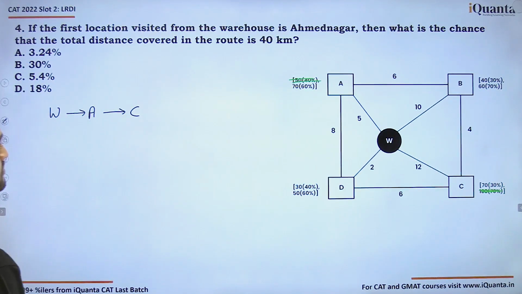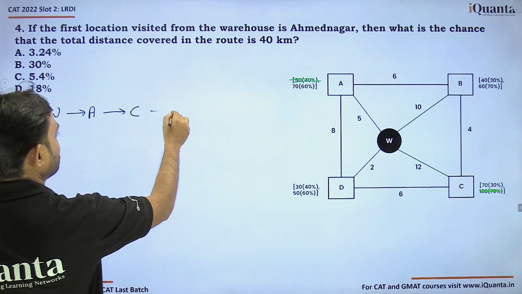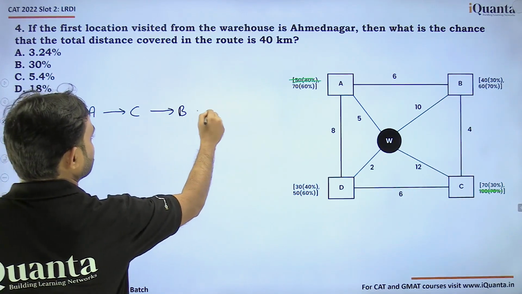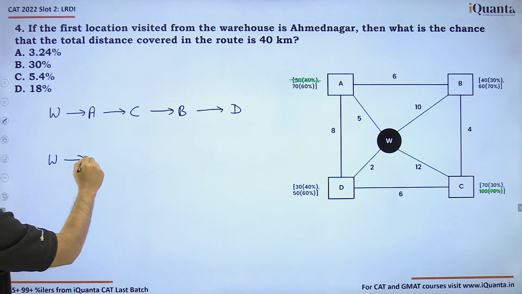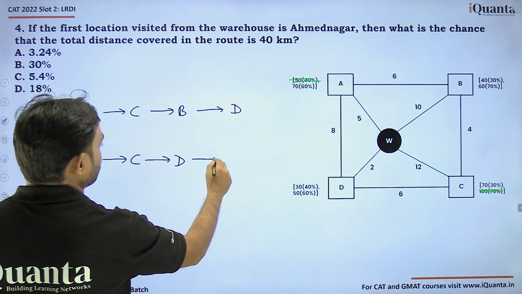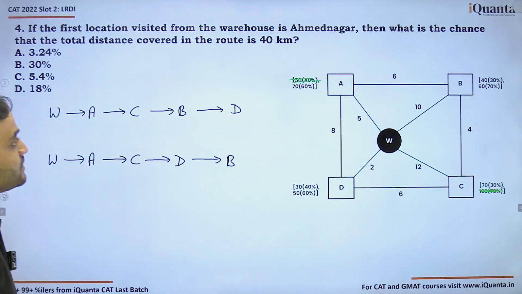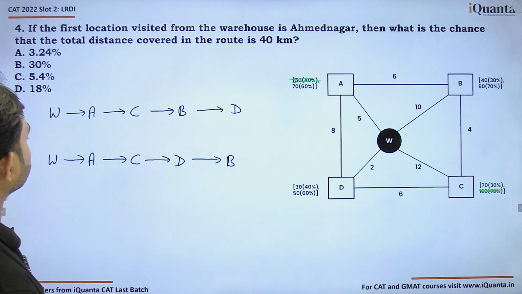Now we have 2 options. We can go to either B or we can go to D. So let's consider both the possibilities: from B to D, or we can choose warehouse to A to C, C to D, and D to B. So what is the chance that the total distance covered in the route is 40 km? So where do we get 40 km?